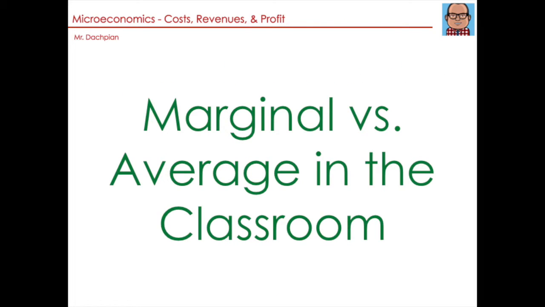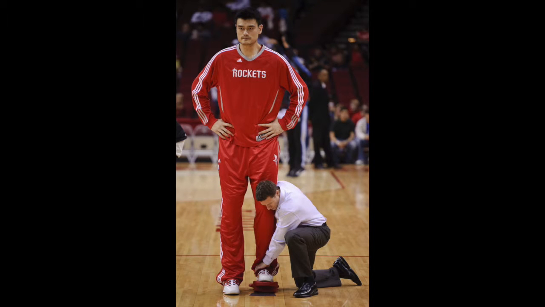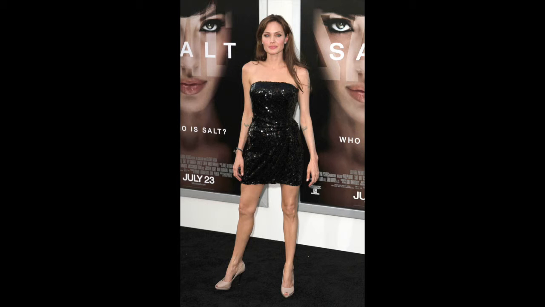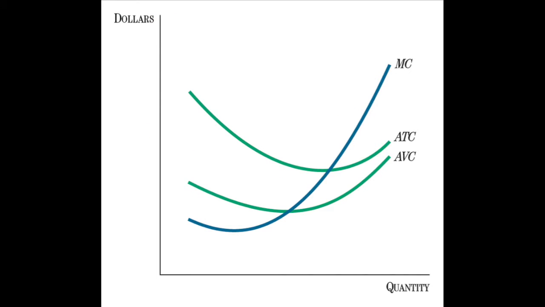To understand this rule of the relationship between the marginal cost and the average cost, we look at class height as an example. Suppose the average height of the class is 5 feet 7 inches. If Yao Ming, the marginal, with height equal to 7 feet 5 inches, walks into the room, then the average class height increases. Similarly, if Verne Troyer, aka Mini-Me, from the Austin Powers movies, with the height of 2 feet 8 inches, walks into the room instead of Yao Ming, then the average class height will decrease. Suppose instead that Angelina Jolie walks in the class with the height of 5 feet 7 inches, the average class height will not change. In this example, the marginal equals the average.